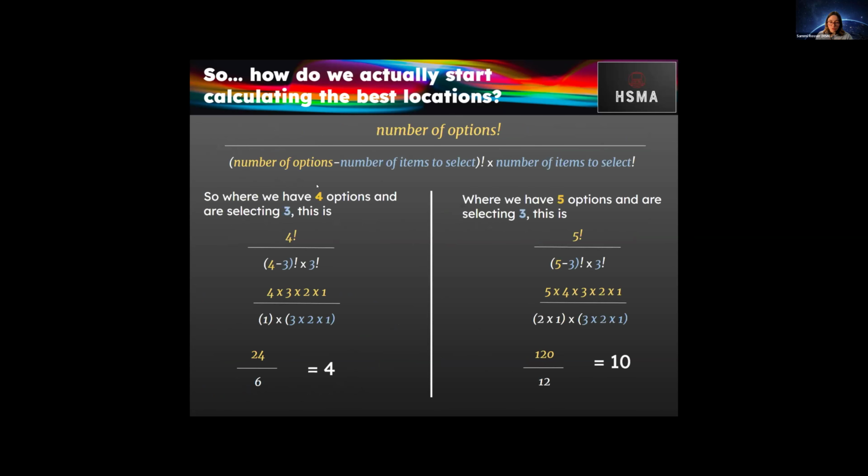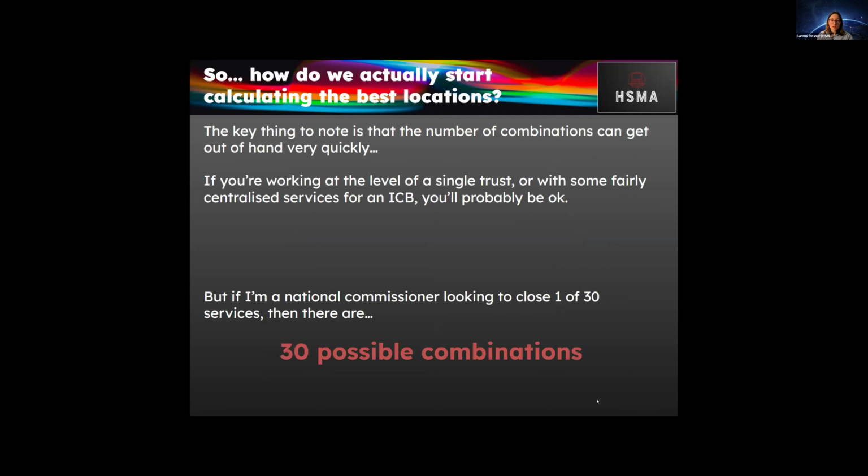So for the number of options, we've got 4 options here. We're selecting 3. This is 4 factorial on the top, 1 times 3 factorial on the bottom. So if we've got 4 options and we're selecting 3, this is 4. And we've got 4 possible combinations, as we showed in our first example. With 5 options and selecting 3, we've got 10 possible outcomes, 10 possible combinations of solutions, as you all correctly worked out.